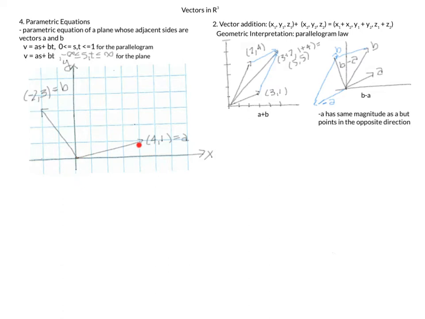In R2, the plane defined by two vectors is actually just the xy plane, so it's not interesting. In R3 it becomes more interesting. But again, we're using R2 because it's easier to visualize.